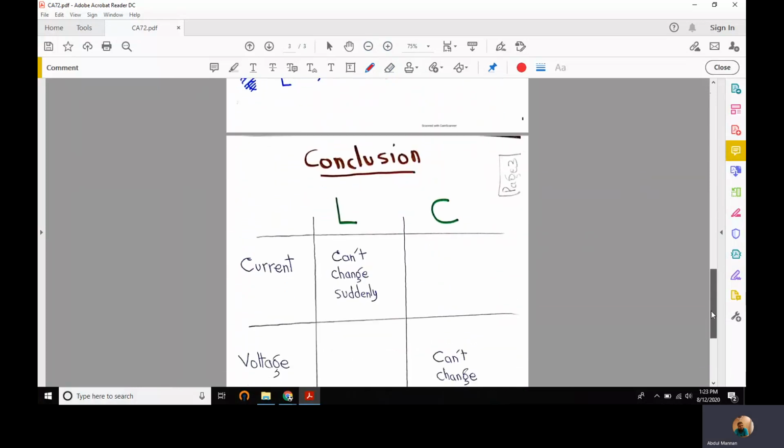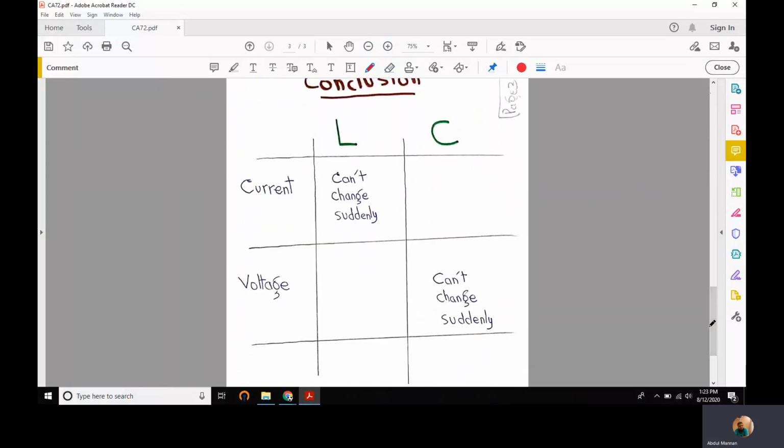So the conclusion of this and the last lecture is very simple. The current and voltage are the two quantities. Current through an inductor cannot change suddenly, so for very sudden changes of the applied voltage, it will be replaced with an open circuit at time 0 plus. And voltage cannot change suddenly across a capacitor. Therefore, for sudden variations in voltage, it will be replaced with a short circuit.